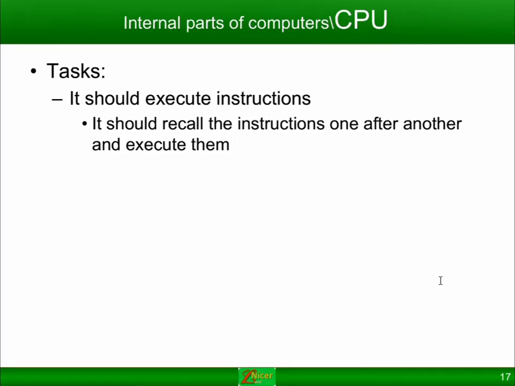Internal parts of the computer: CPU. Task: it should execute instructions, recalling the instructions one after another and executing them. A CPU is a central processing unit, it is the brain of the whole computer. It carries out the different functions, and the CPU can carry out different functions.